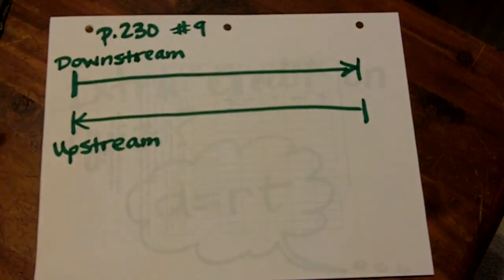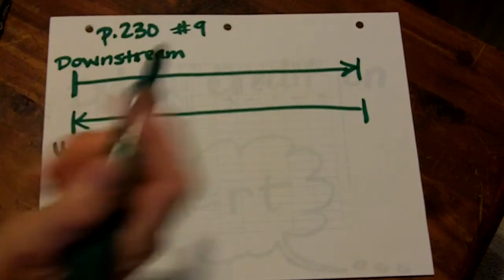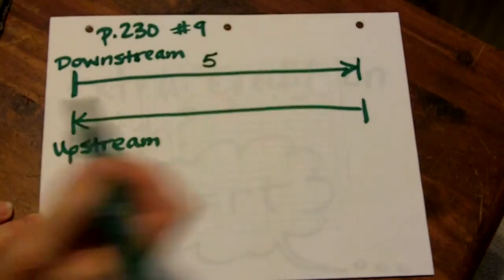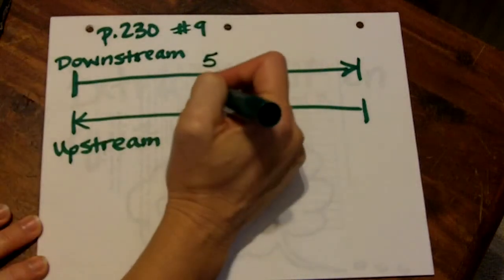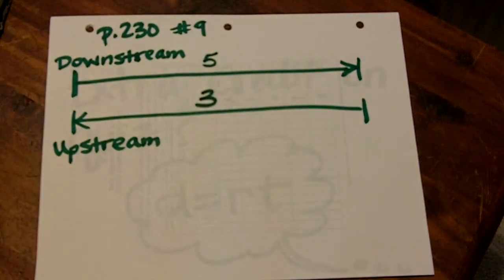Okay, also on that page you have number 9, which is about an explorer scout, and he's paddling his canoe downstream and back upstream in 4 hours. Now, if you've ever gone in a canoe downstream, it's not that bad, but when you try to go back upstream, it is definitely much harder. Okay, the rate down the river was 5 miles per hour, and its rate up the river was slower. It was only 3 miles per hour. And the book says, how far down the river did he go?